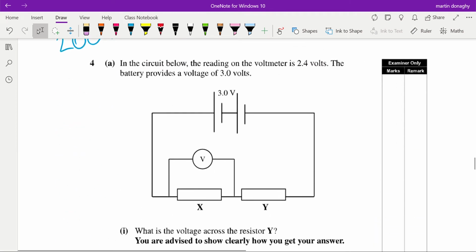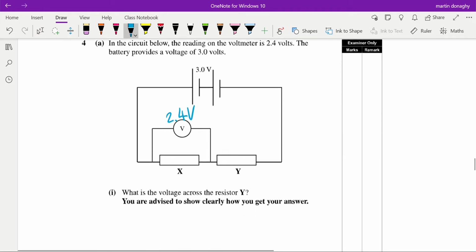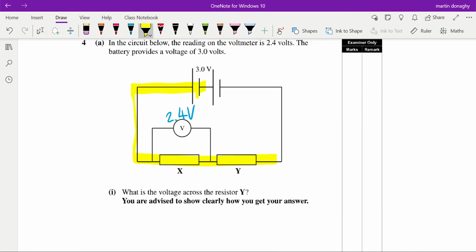Okay, 2007. It says in the circuit below, the reading of the voltmeter is 2.4 volts. Let's add that to your diagram. What is the voltage across Y? It is advised you show clearly how you get your answer. Our rule for voltages is, in any one loop, the sum of the voltages across each of the components must add up to the supply voltage.